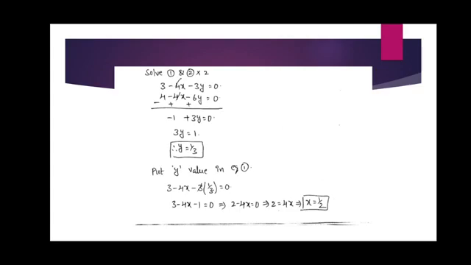Using this value of y in either equation 1 or 2, here I am using equation 1. Substitute this y value in equation 1. Then what happened here, 3 minus 4x minus 3 into 1 by 3 is equal to 0. The 3 gets cancelled here. So 3 minus 1, that will be 2. So 2 minus 4x is equal to 0. So 2 is equal to 4x. x is equal to, 4 will come in the denominator, so it will be 1 by 2. So here we have x is equal to 1 by 2.